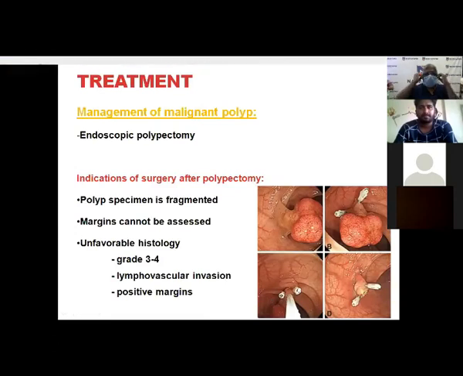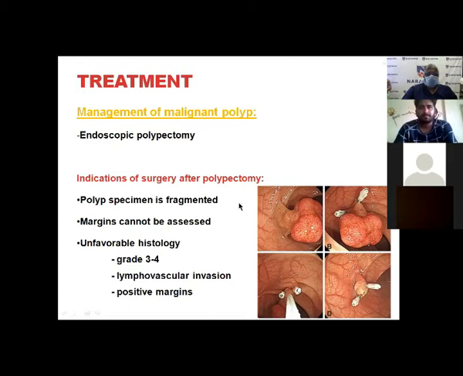Treatment, management of malignant polyp. First, we will go with the endoscopic polypectomy. Endoscopic polypectomy is nothing but removal of the whole polyp through a snare, making cautery at that site without making an opening in the colon, and the excised specimen is proved to be free of the margins, free of tumor.